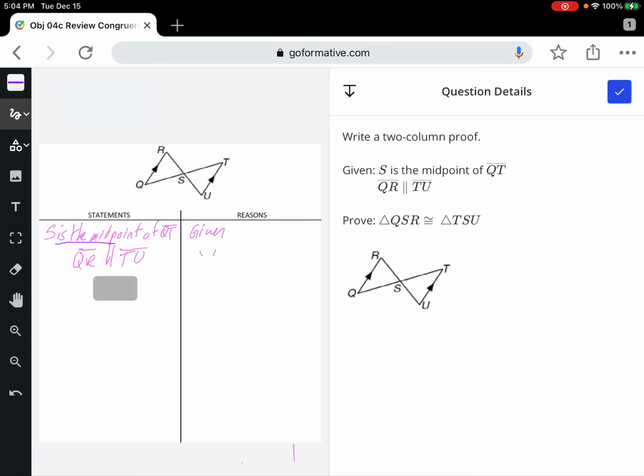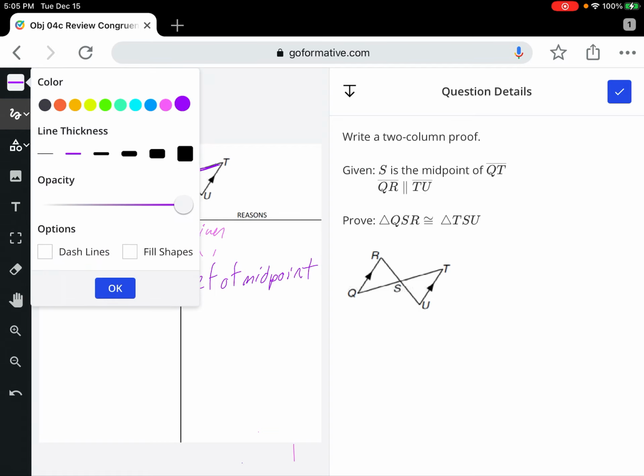And I don't mark anything in my diagram to be congruent because we haven't said anything's congruent. But because S is the midpoint of QT, I know that QS is congruent to ST. Okay, and that's by the definition of a midpoint. A midpoint divides a segment into two congruent parts. I cannot label those other parts congruent because we're not given that those are congruent.